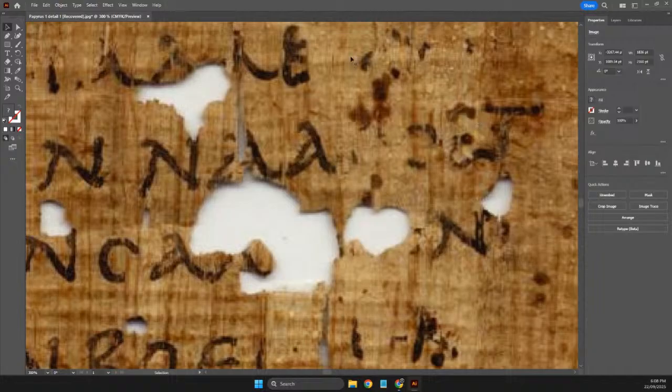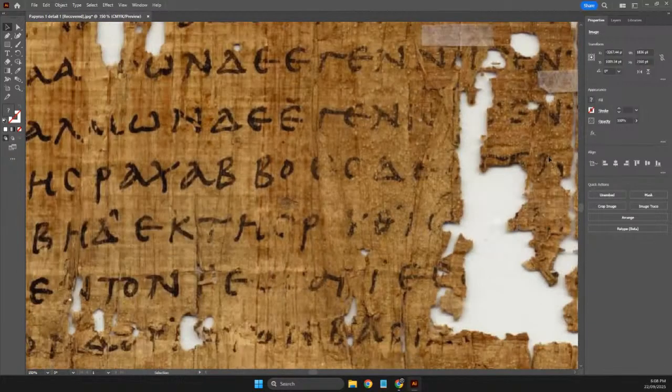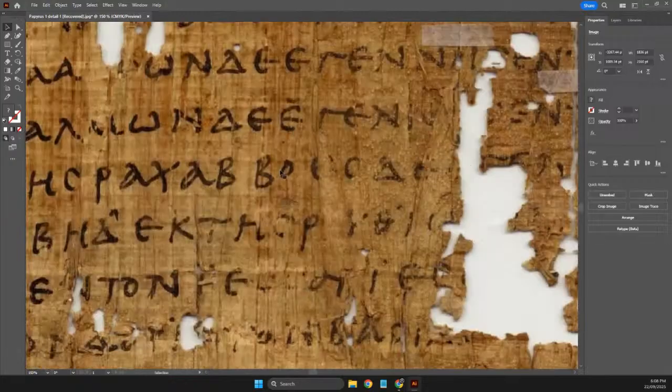I guess because there's so much activity happening around here, there's ink blotches, there's all sorts of things, and this is probably a place where there's just so much activity, like all these ink blotches.